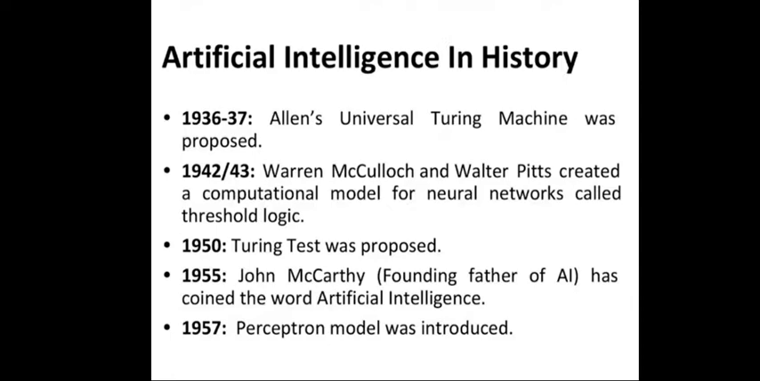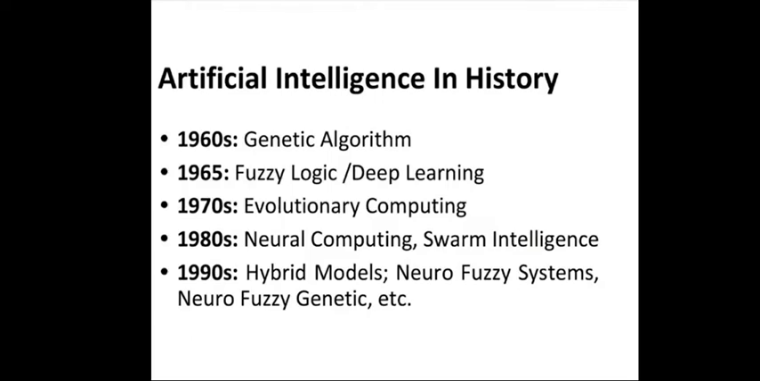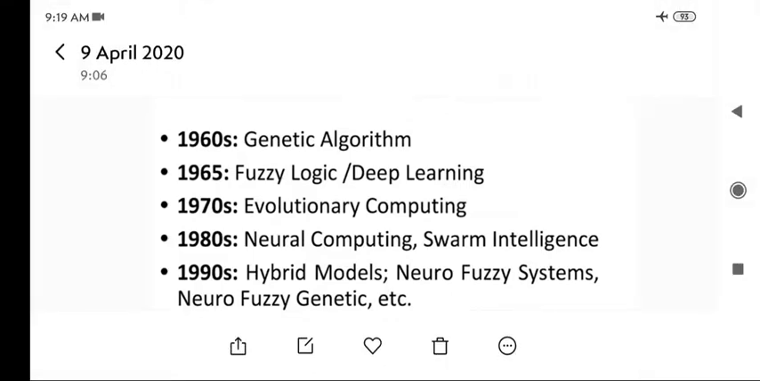Next slide is the artificial intelligence history. In the 1960s, the genetic algorithm was proposed, and in 1965, it is very important to note that fuzzy logic was proposed by Professor Zadeh. This is also the time when the deep learning term, a very popular term nowadays, was coined in 1965 by Ivakhnenko and Lapa. So in this year two main concepts were proposed: first is fuzzy logic, and second is deep learning, and these two have a very high relation.